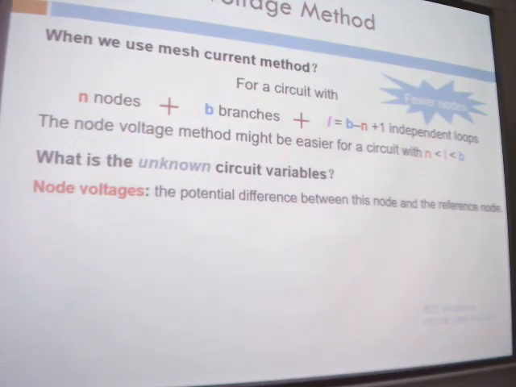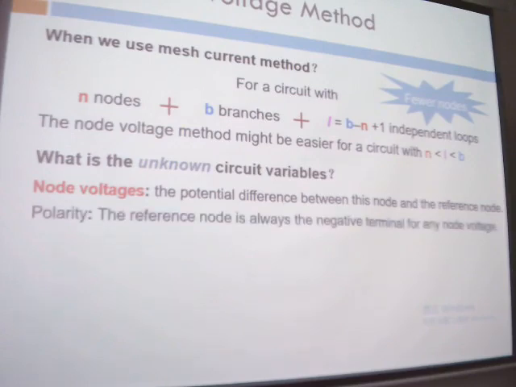So the previous case is the branch current method, right? So this method is the nodal voltage method. In this method, we use node voltage as variable. In the last cases, we use I1, I2, I3. Here we might use V1, V2, V3 as variables, and this V1 is the node voltage. What is the node voltage? Okay, never mind.